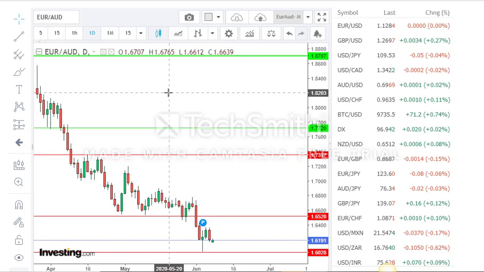So those are my three go-to pairs. Again, I'm in on NZDUSD and Pound USD.